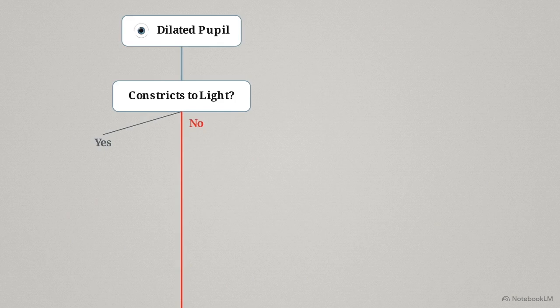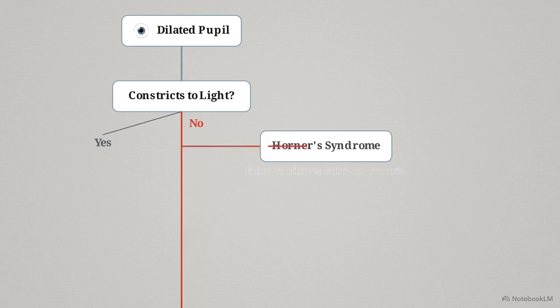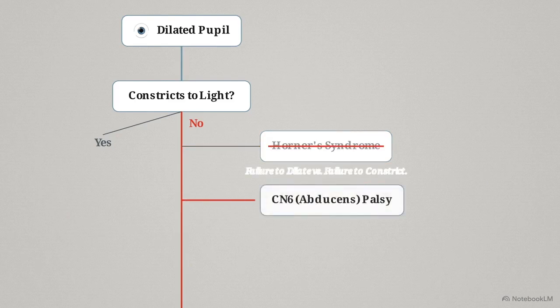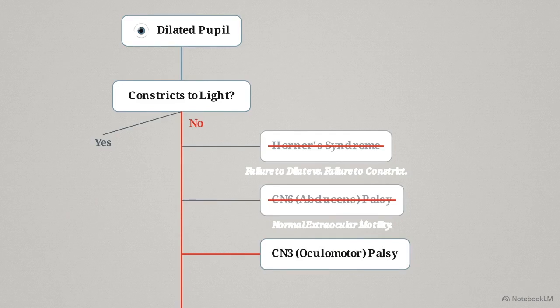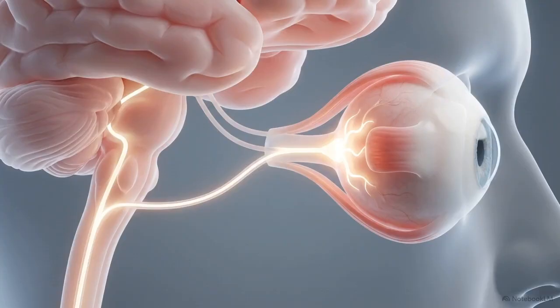Starting with the dilated pupil that fails the light response, we strike Horner syndrome, an inability to dilate, whereas our patient fails to constrict. We eliminate cranial nerve 6 palsy because the patient exhibits normal extraocular motility. We also rule out cranial nerve 3 palsy by verifying the absence of ptosis and confirming the eye is not laterally or inferiorly displaced. This leaves one primary suspect: uveitis tonic pupil, indicating parasympathetic pathway damage at the ciliary ganglion.